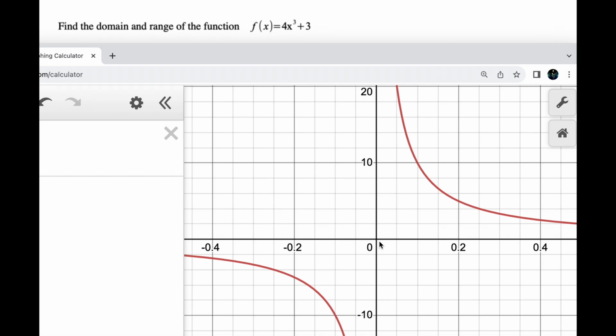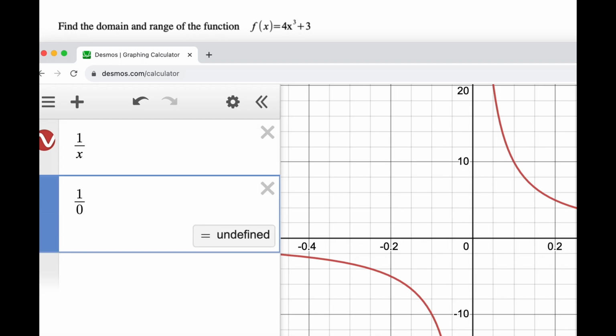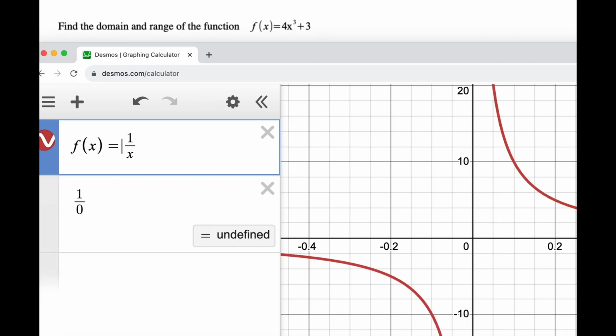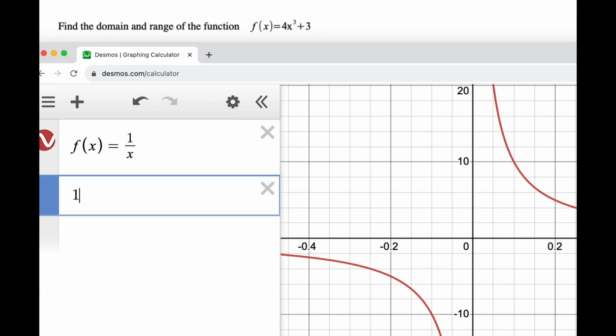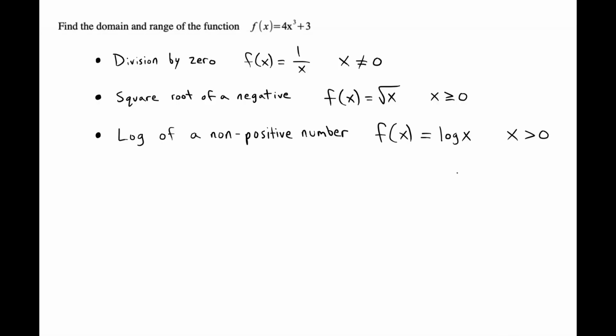So if x is 0, we don't have an answer to that. We can even try 1 divided by 0, and it's undefined. If you assign your function to the label f of x and then do f of 0, you won't get any answer for that. But if you type in any other x, like 1, like 3, like 5, like 1,000 even, or 1,000,000, and you could try negative 1,000,000 too, you'll still get an answer for any x except 0.